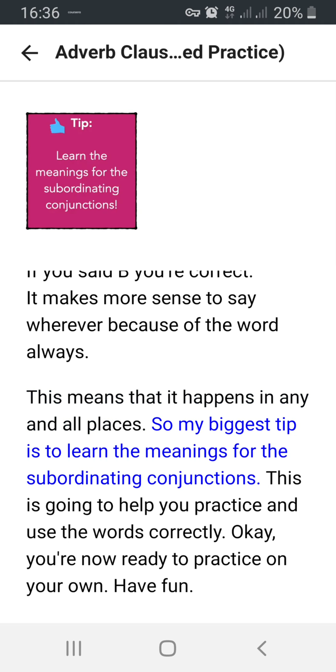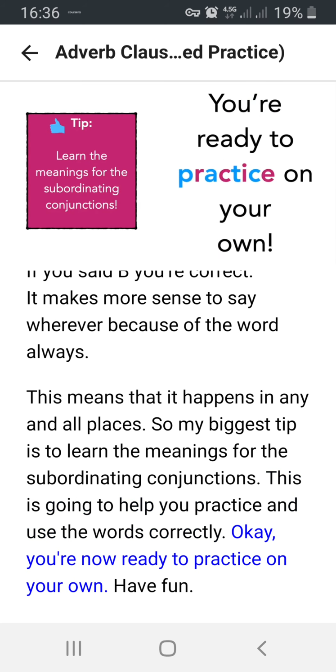So my biggest tip is to learn the meanings for the subordinating conjunctions. This is going to help you practice and use the words correctly. Okay, you're now ready to practice on your own. Have fun!